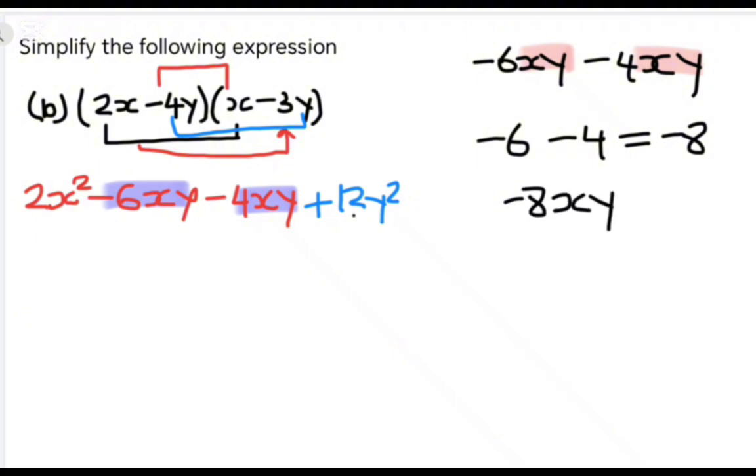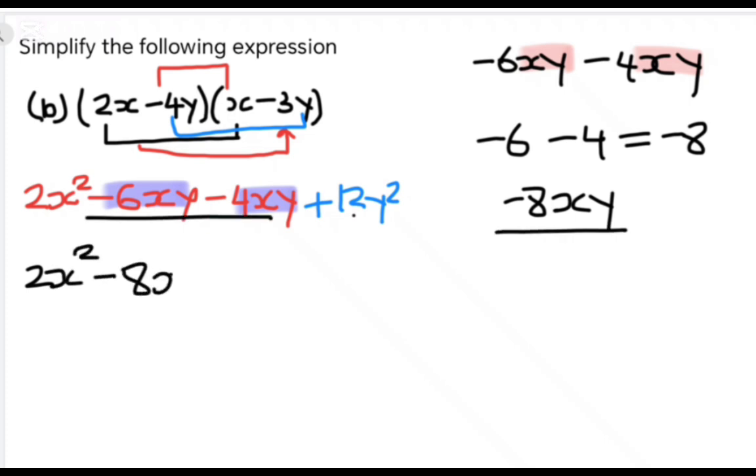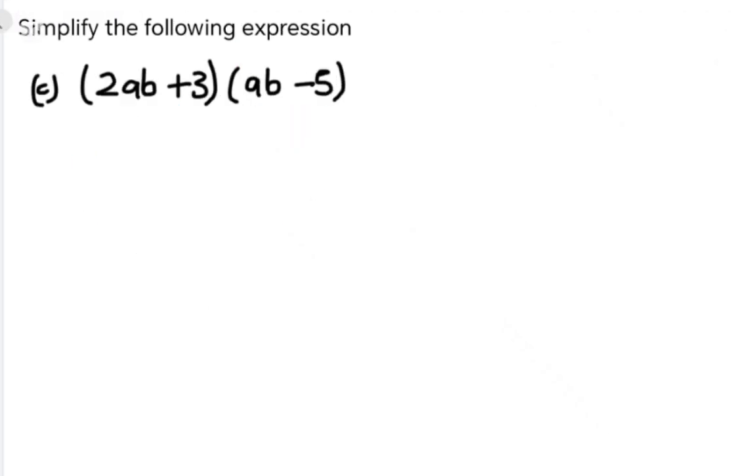So here we're going to have basically negative 6xy and negative 4xy. When we add these two, we're getting what? Negative 8xy, which is plus 12y squared. I hope that one is clear to you. So this is how to simplify this. Let's just take a look at the last one. So here is the last question.